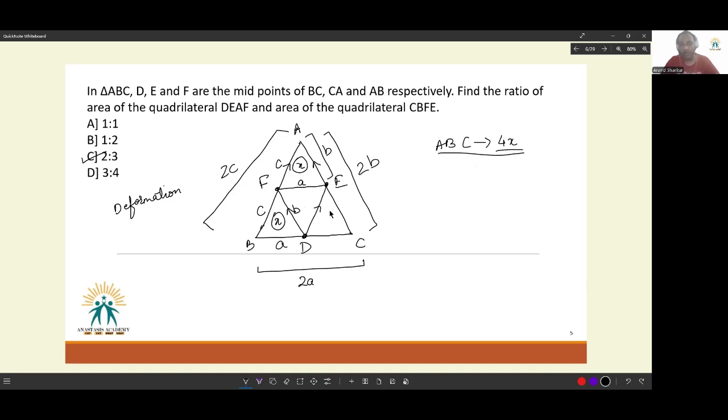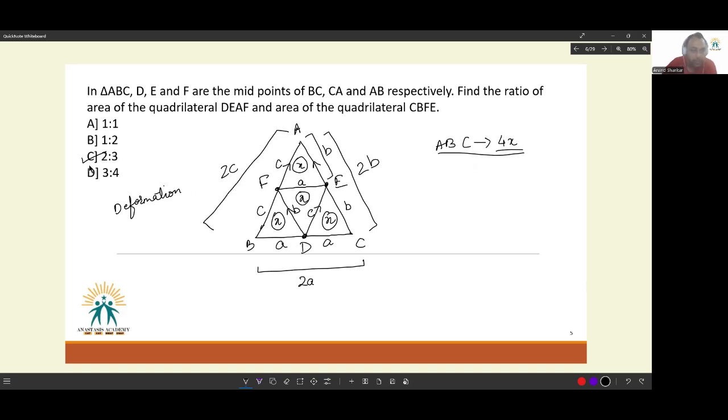By the same metric, let's look at EC will be B, DA will be A, and ED will be half of AB, which is C. So area here will also be x. And now look at FED. The 3 sides are A, B, and C. Again, the area will be x.